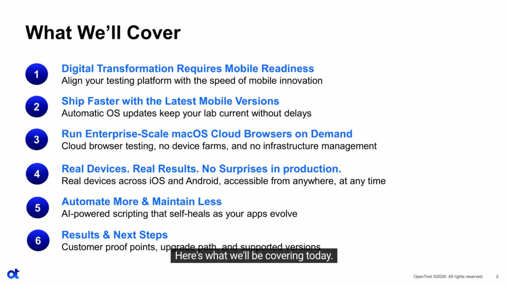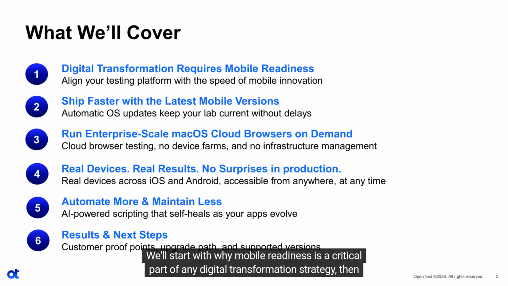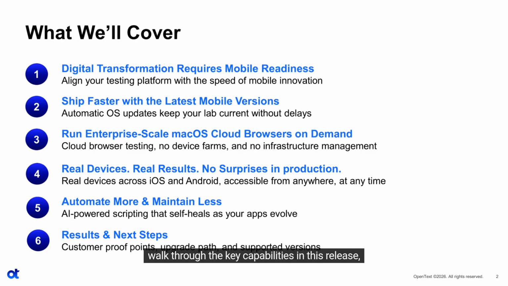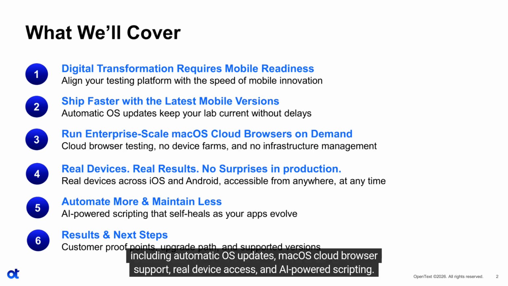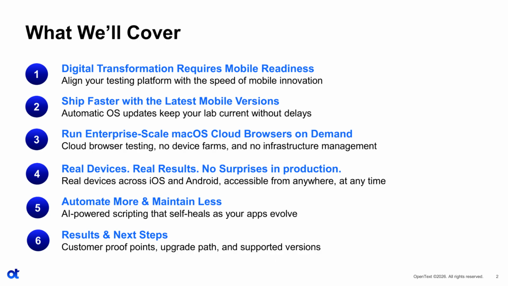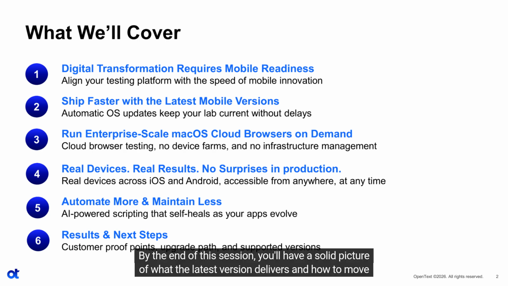Here's what we'll be covering today. We'll start with why mobile readiness is a critical part of any digital transformation strategy, then walk through the key capabilities in this release, including automatic OS updates, macOS cloud browser support, real device access, and AI-powered scripting. We'll also look at customer proof points and close out with a clear upgrade path and recommended next steps. By the end of the session, you'll have a solid picture of what the latest version delivers and how to move forward.